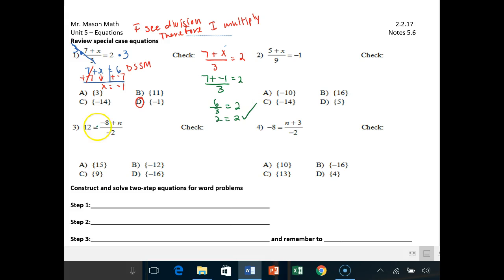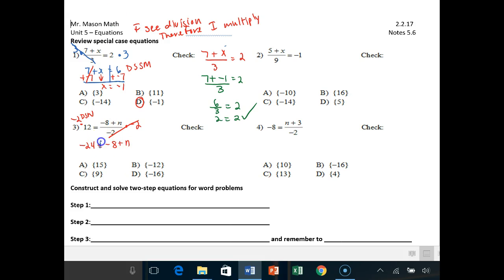I'll do one more for you. This time I have the answer on the left-hand side. I know sometimes that's a little bit tricky for you guys, but really it's the exact same thing. I'm going to multiply exactly by what my denominator is so I can get it to cancel out because it's 1. So I multiply both sides by -2. -2 times 12, be careful with your integer rules here. This is different signs, negative, so I get -24 is equal to -8 plus n.